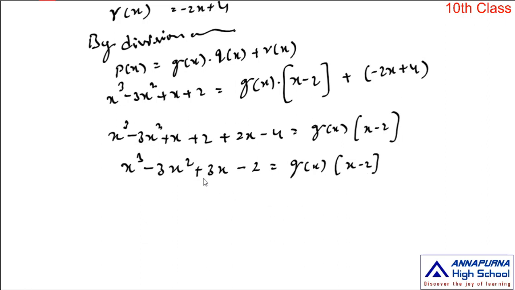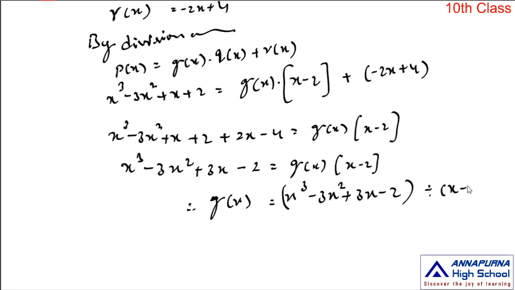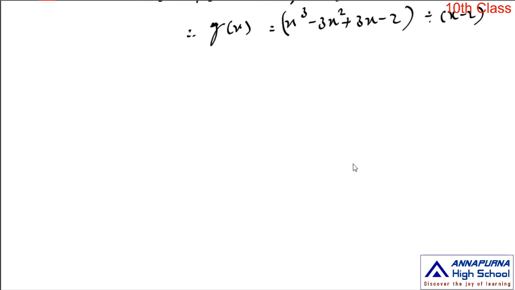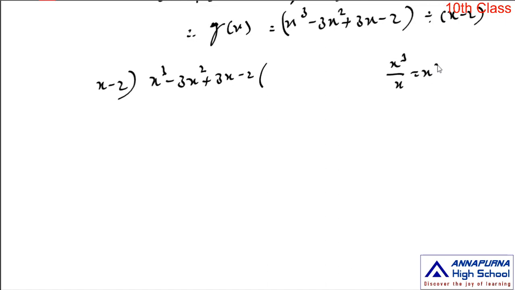Now transpose this x minus 2 to the left side. x minus 2 is multiplied with g of x, so when you transpose it to the left side, it divides the left side part. Therefore g of x is equal to x cube minus 3x square plus 3x minus 2 divided by x minus 2. Let's do the division. Here the divisor is x minus 2 and the dividend is x cube minus 3x square plus 3x minus 2. The first term of the quotient is x cube by x, which is x square.